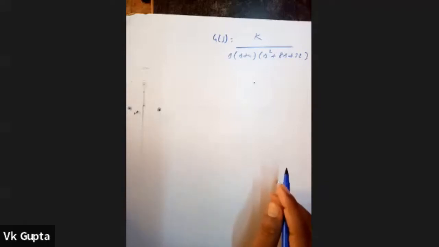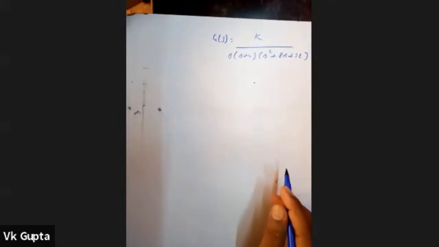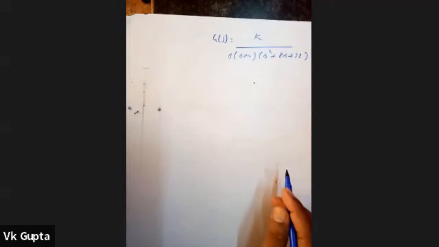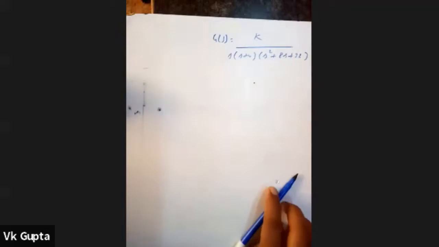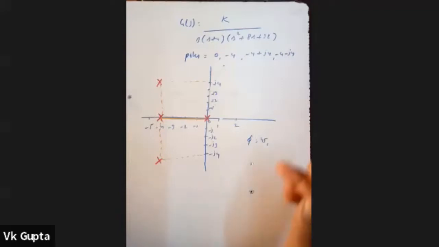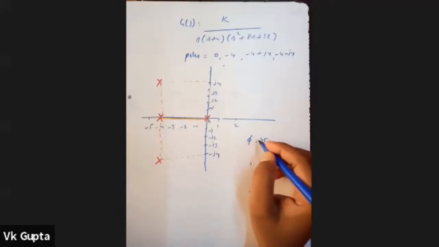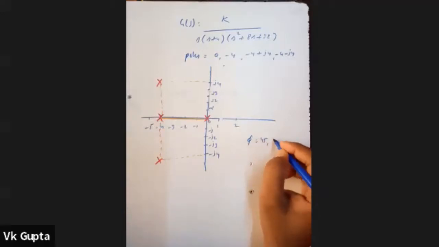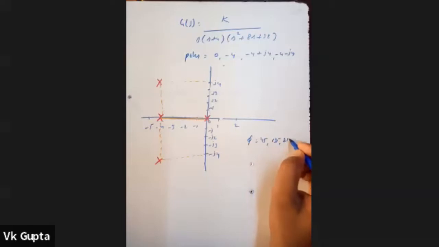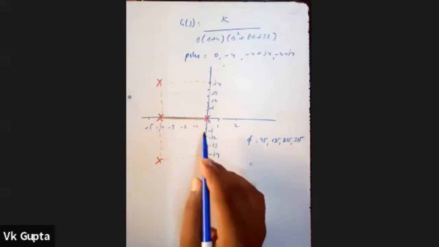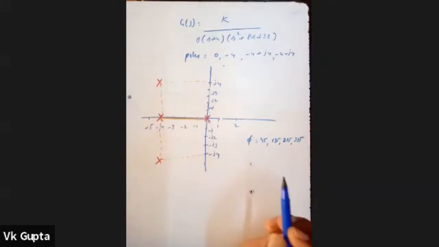Everything is same. Please complete all the steps neatly up to intersection. Last step, we will have discussion. So step number 4 is asymptotes. We will get 45, 135, 225 and 315 because all the 4 branches will terminate at infinity.